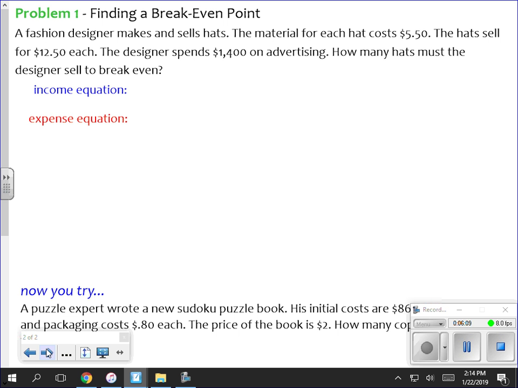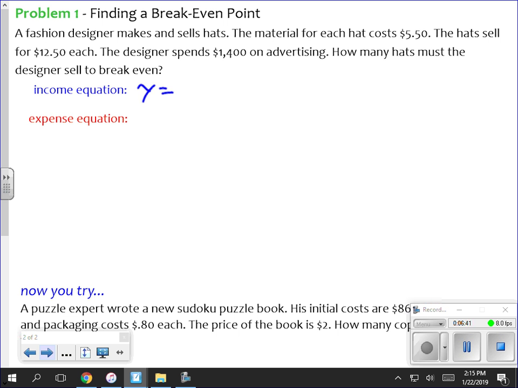Okay, you'll notice there are 2 equations we have to come up with, and it tells you which one you want. The income equation and the expense equation. Everything involved is either money coming in or money going out. And when you're manufacturing, it's either coming in or it's going out. You got to figure out which one it is. So the income equation, how much money we're bringing in. Okay, we're bringing in Y dollars.